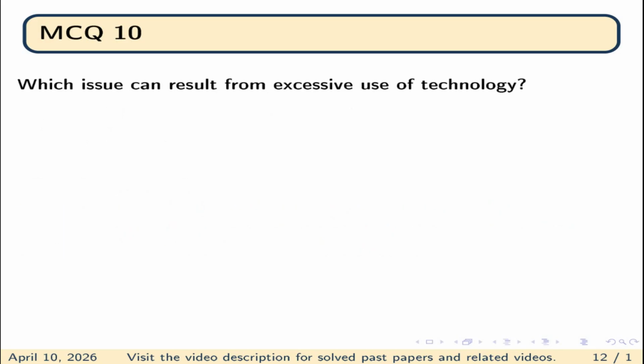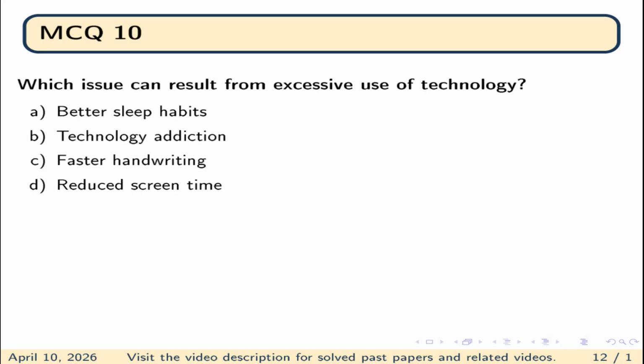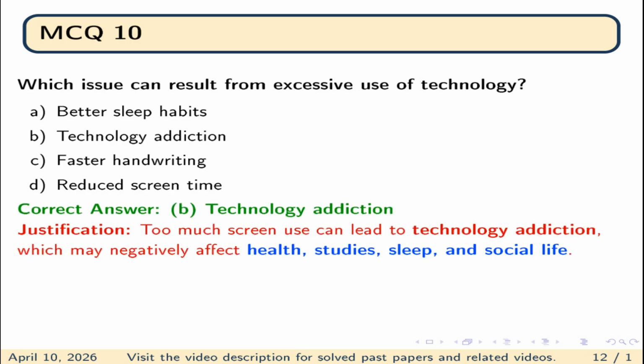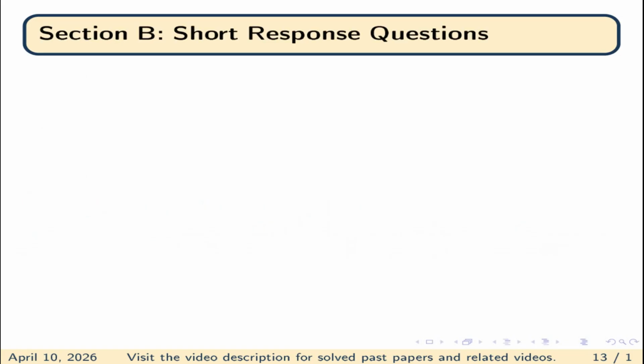Question number 10. Which issue can result from excessive use of technology? Better sleep habits, technology addiction, faster handwriting, reduced screen time. The correct option is technology addiction. Too much screen use can lead to technology addiction, which may negatively affect health, studies, sleep, and social life.